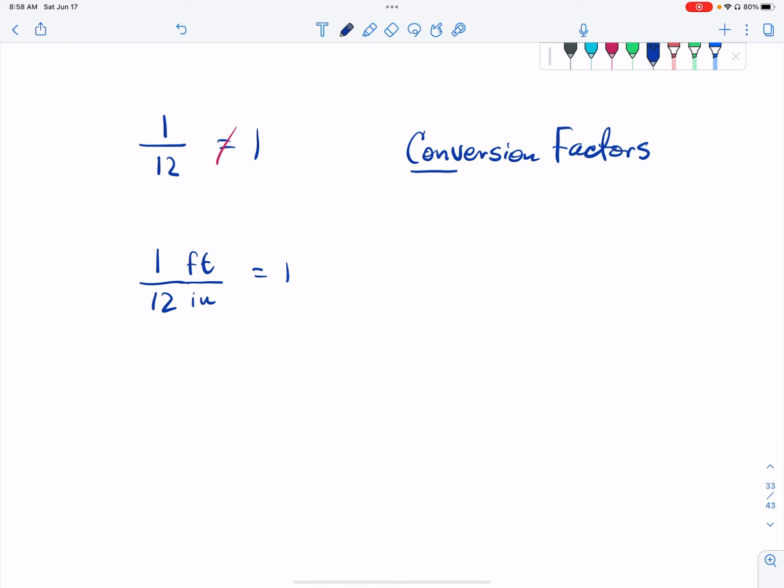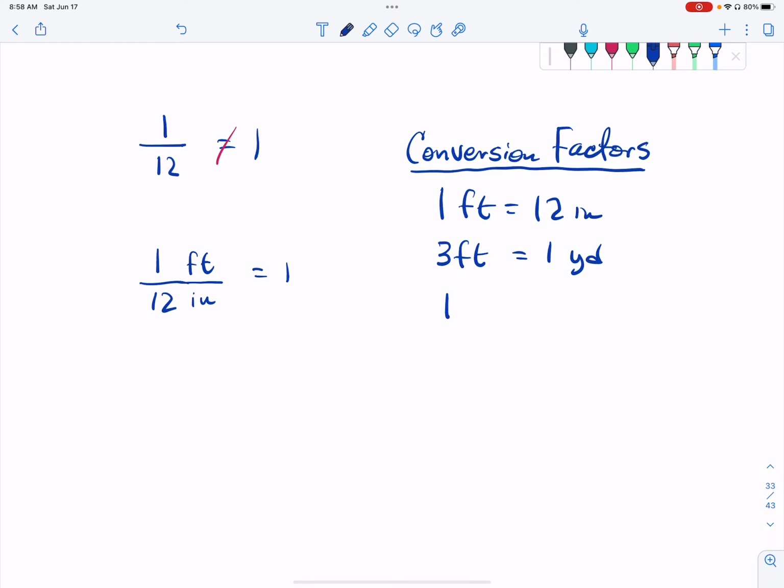Conversion factors are what are going to be helpful for me to turn one kind of unit into some other kind of unit. One of them is the one that we're talking about right here. That's, let's say, 1 foot is equal to 12 inches. You might have, let's say, 3 feet is equal to 1 yard.